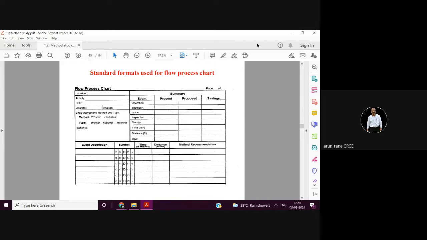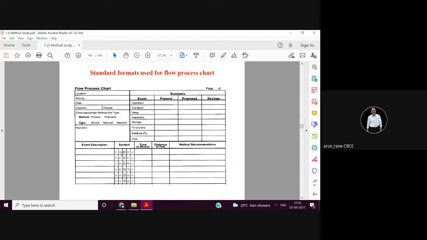So this supply chain, purchase, planning, design, these are absolutely technical departments. So this is what a typical flow process chart will look like. So location, where is the location? Like say machine shop, what activity, date, operator name, analyst means your name, right? Then event description, and then you have to mark the symbol.